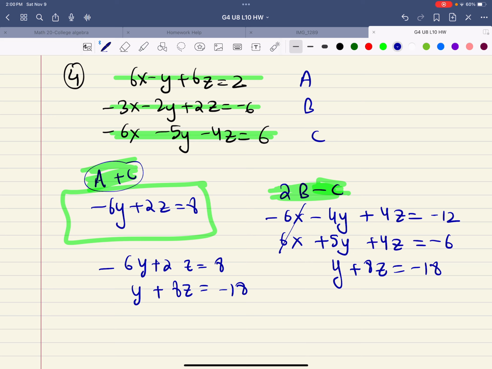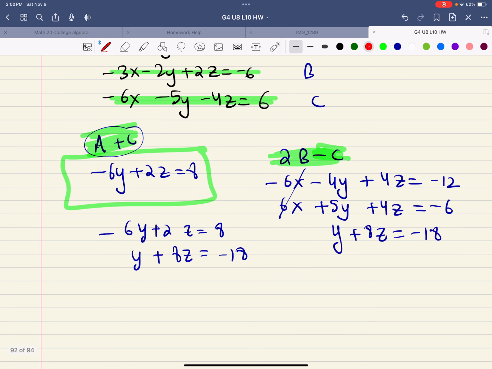Okay, so now let's see which variable is easy to eliminate. I can multiply the first equation with negative 4, and I can get rid of the z's from here. So it gives me negative 24. Actually, it would become positive 24. This was a y plus 8z. Yep. If I multiply the first equation with negative 4, positive 24y minus 8z equals 8.